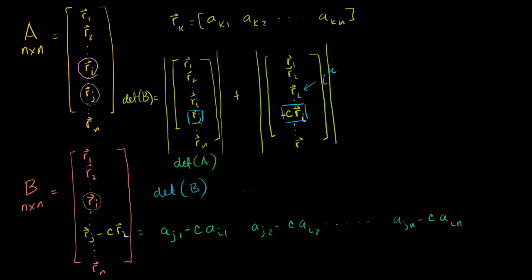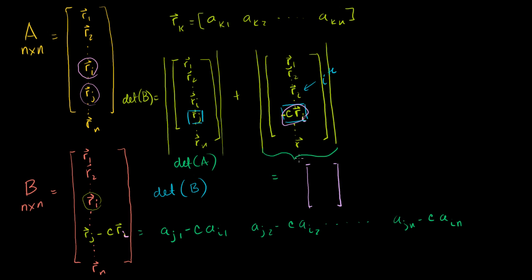And what's the determinant of this? Well, let's break this down a little bit more. This is completely equivalent to this matrix, not equivalent to A. Be very careful. It's not equivalent to A. The difference is that A has an Rj here, and this guy has a minus C times Ri. So this is completely equivalent to this matrix right here.